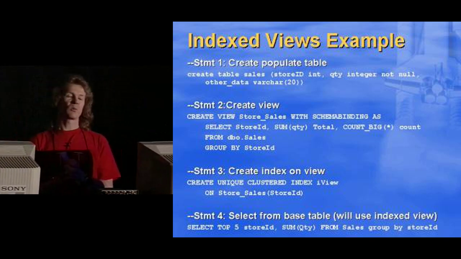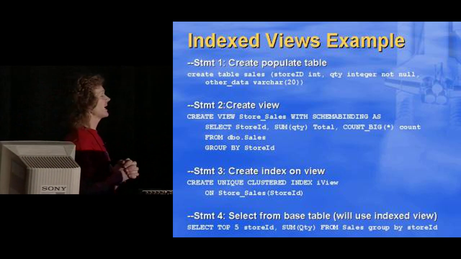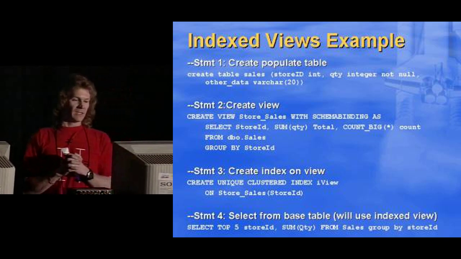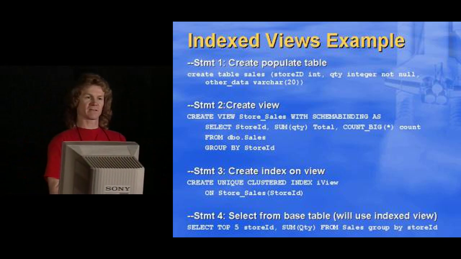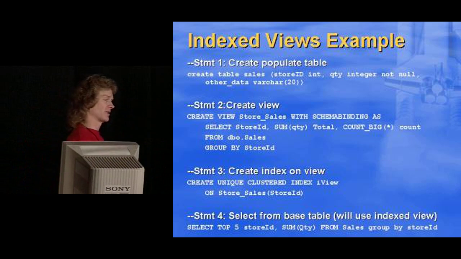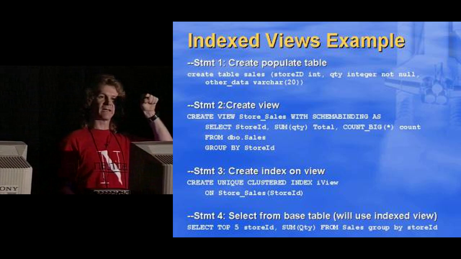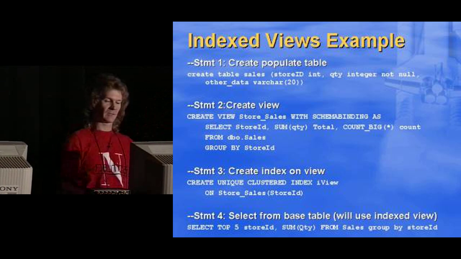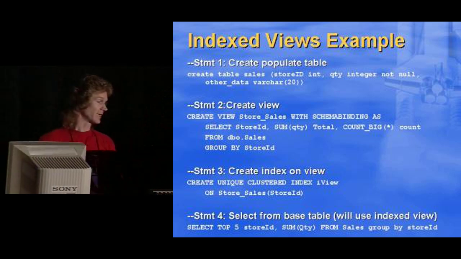We're going to create and populate a table called sales. We're going to create a view in statement 2. In statement 3, I'm going to create an index on the view. That's the first place where we're starting to see something new. I've created a view that describes an arbitrarily complicated query. Now I'm creating an index over that view. So I say create unique clustered index over iView.